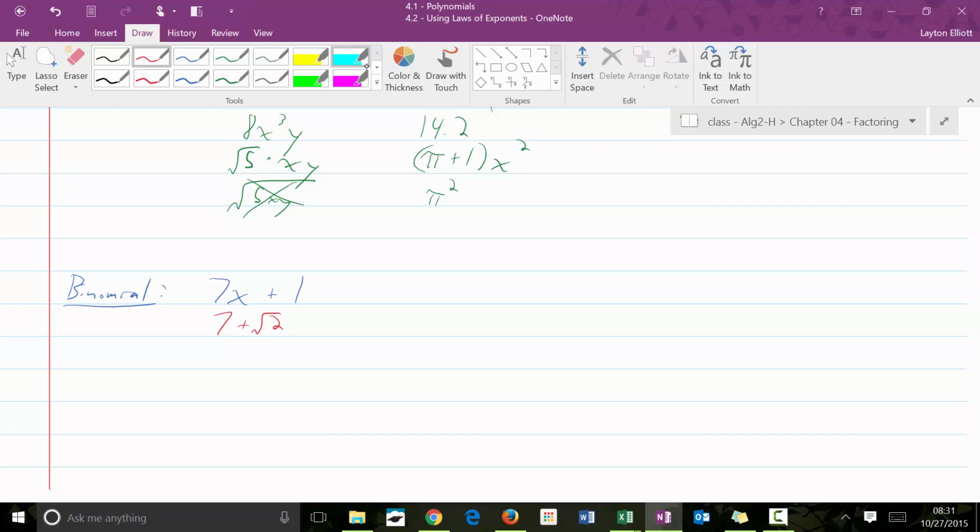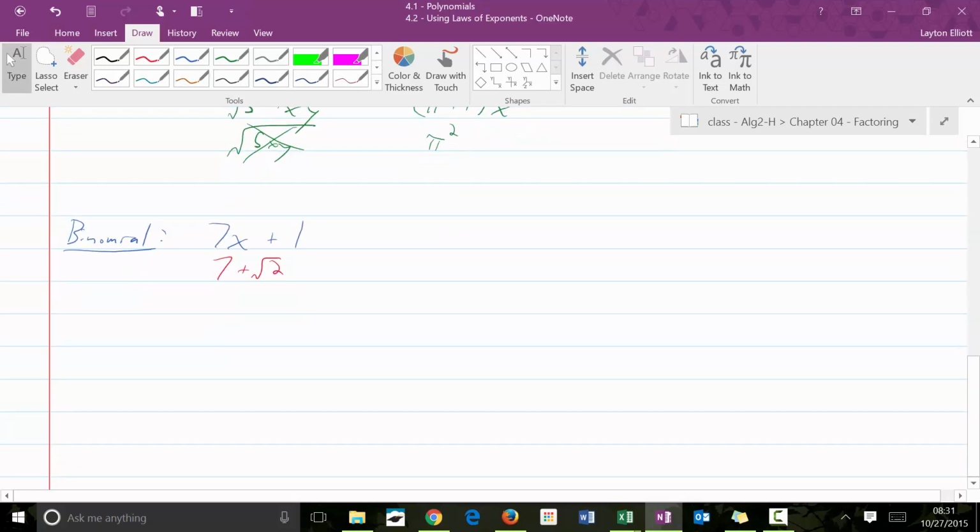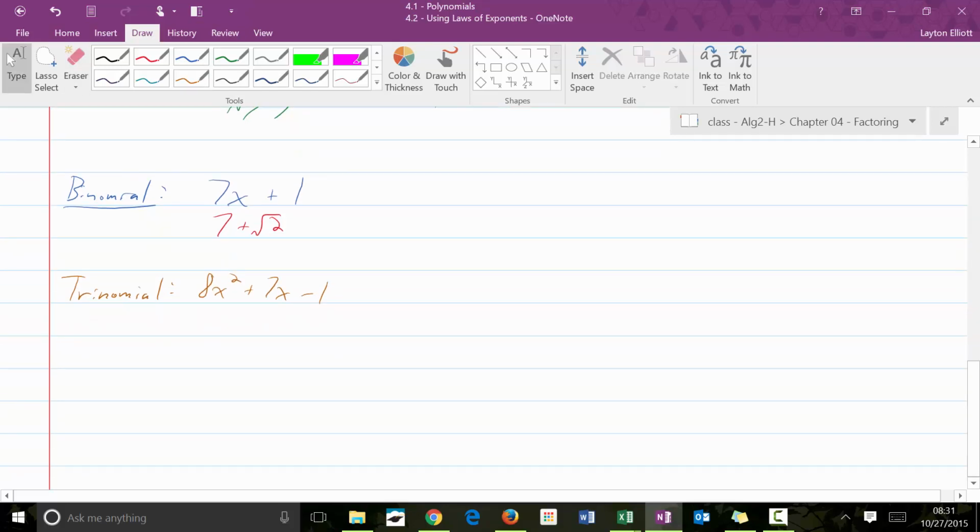So again, we're not going to get too caught up on the terms when it comes to whether it's a monomial, whether it's a binomial. What I want you to know is it's a polynomial. We have the special case of the trinomial that we talked about up above. Something like 8x squared plus 7x minus 1. That's a trinomial, specifically written in descending order.